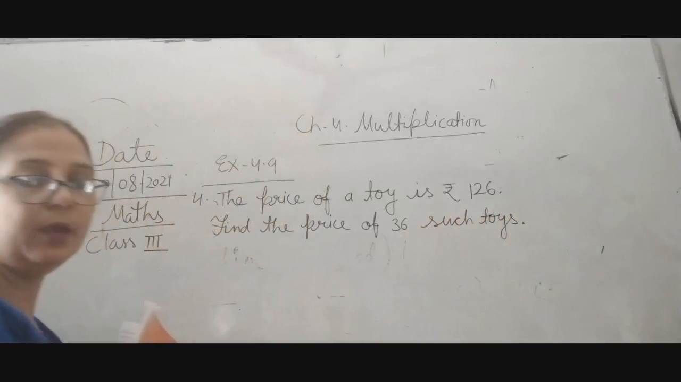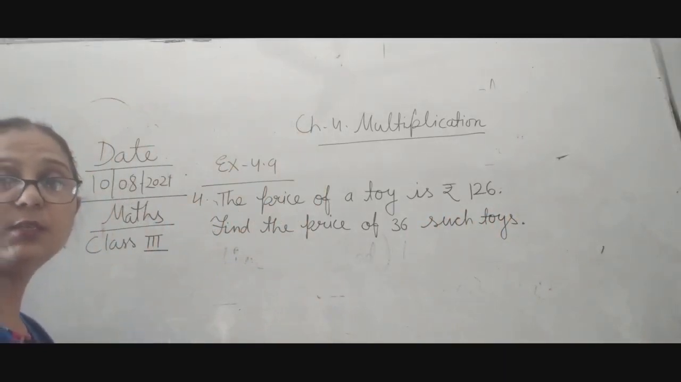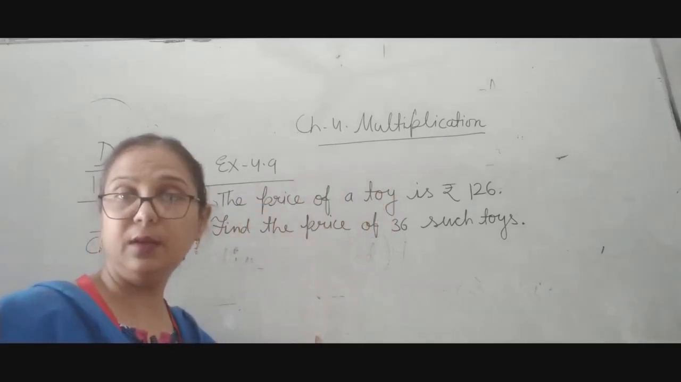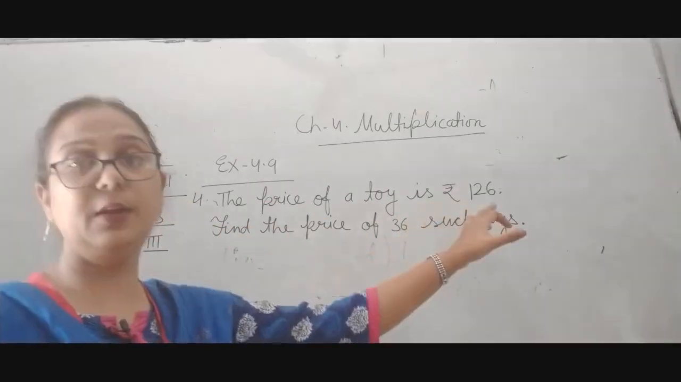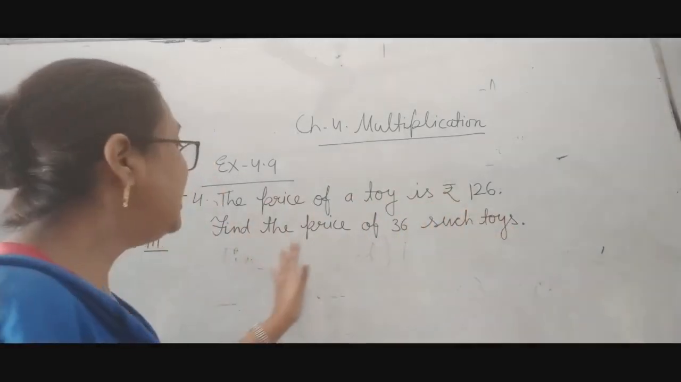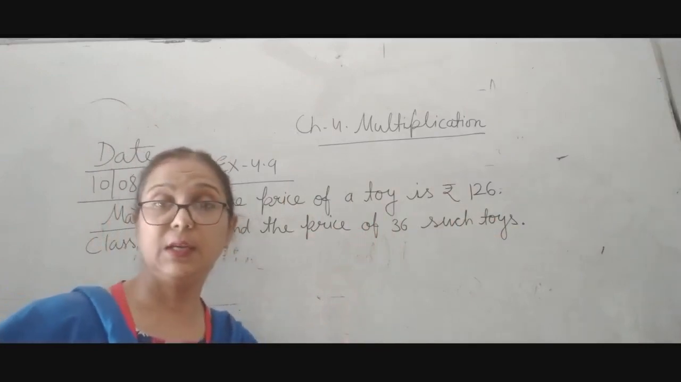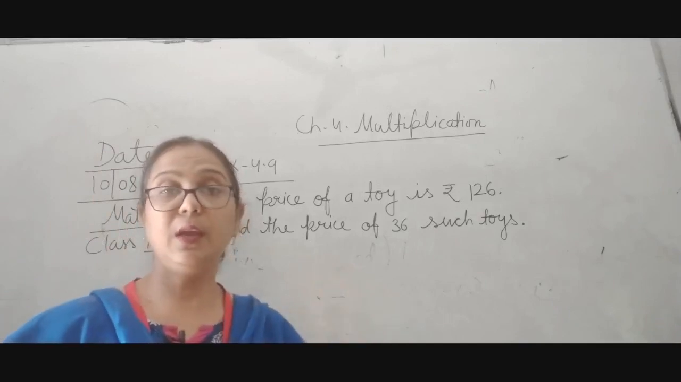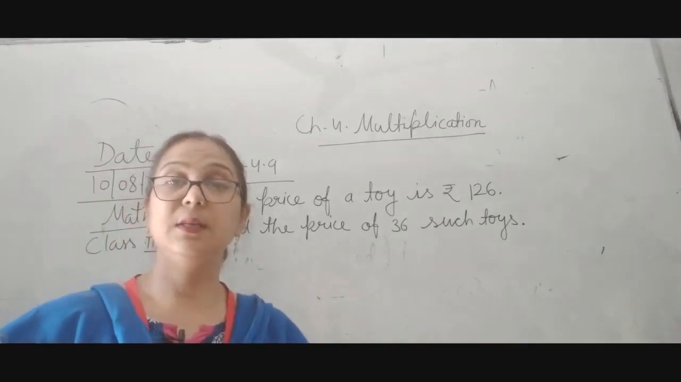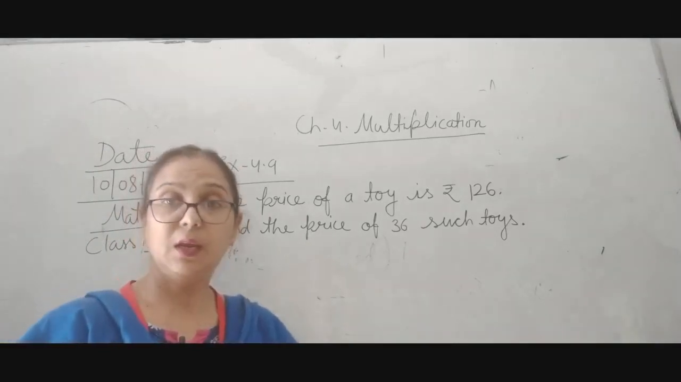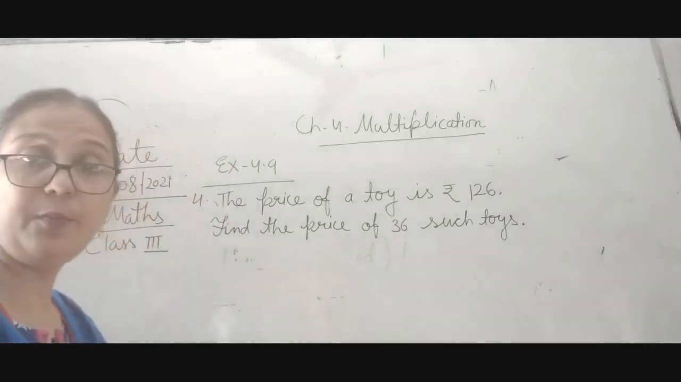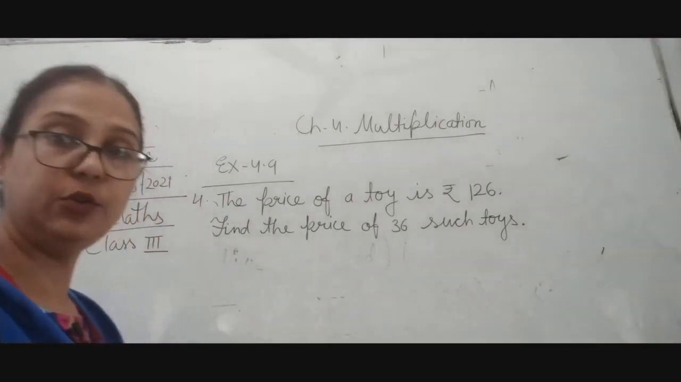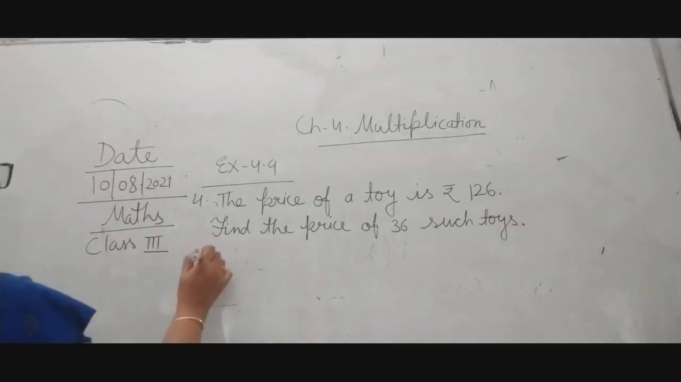Okay children, now here the question is the price of a toy. A toy's price is already given. That price of a toy is 126 rupees. Find the price of 36 such toys. It means you have to find the price of 36 such toys. So first of all, the price is already given over here. We have already written the word problem. Now we are going to start writing our solution, children. So we will write the solution here.